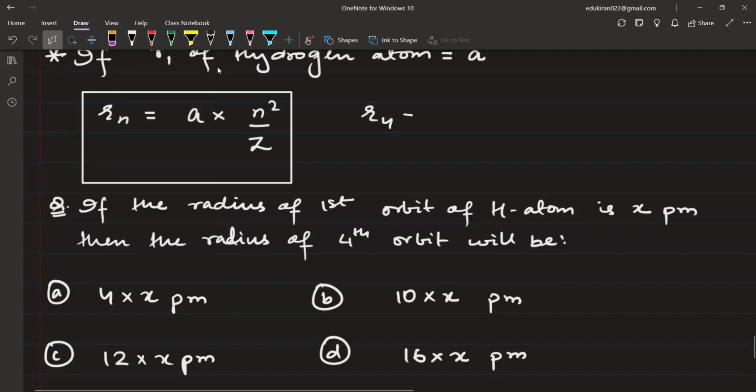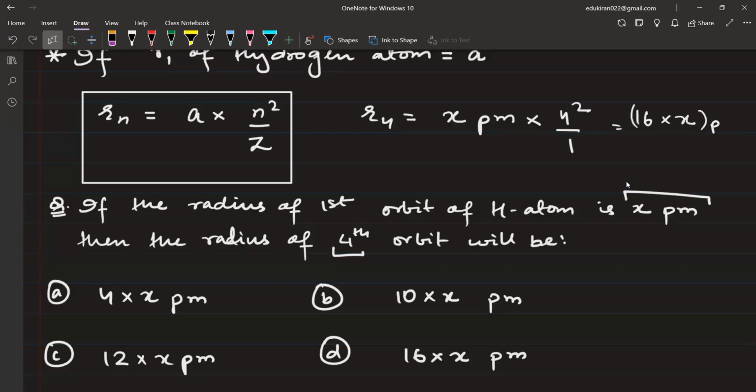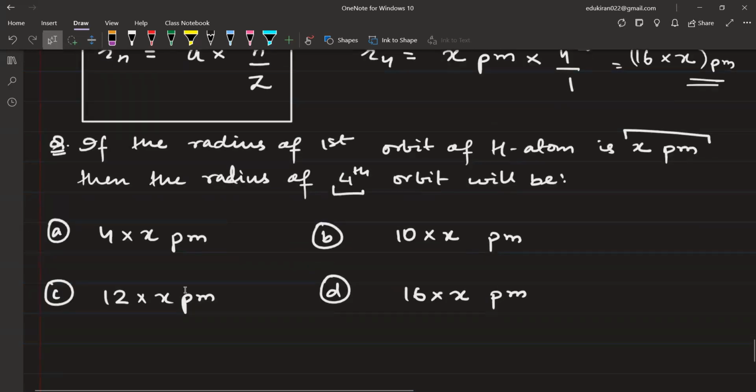Radius of the fourth orbit will be equal to, what is the radius of the first orbit of hydrogen atom? It is given as x picometer, है ना. आपने x picometer लिख दिया, multiplied by n. What is n? The number of orbit number is 4. 4 का square. हाइड्रोजन एटम की बात हो रही है तो डिवाइड बाय 1, because z for hydrogen atom is equal to 1. So this will be equal to how much? 16 into x picometer. बात आ गई समझ में? हाँ या ना, जल्दी बताएं.